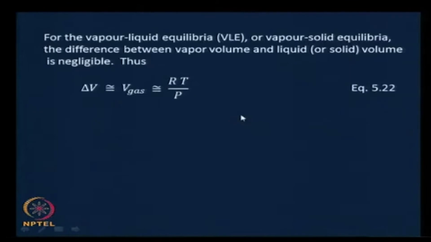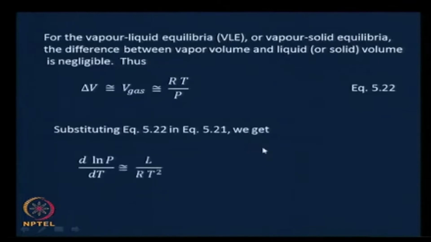We will call this equation 522, and if we substitute this 522 into the Clausius Clapeyron equation 521, we get d ln P/dT approximately equals L by RT squared. Let us call this equation 523. If you are not able to see this, let us just go back a little bit.